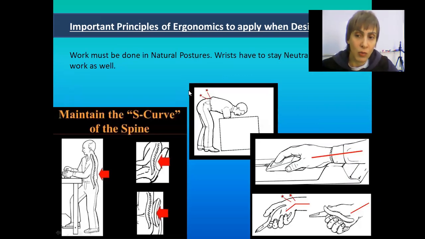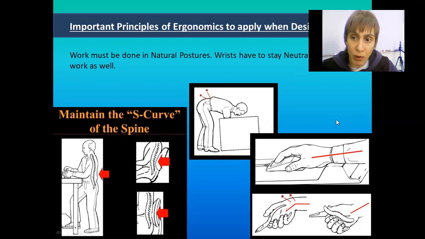So, when people work, the work must be done in natural postures. That means the body posture, the way the body stands, the way the body moves, it has to be done in a natural posture. It means do not bend the body in ways that are not natural. So this is very much related to the way something is designed. You can design something in a way to help the body stay in natural posture.